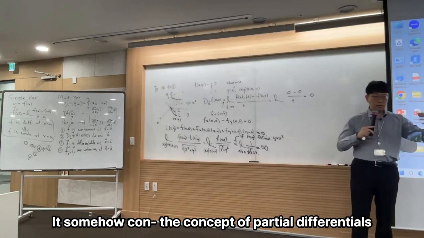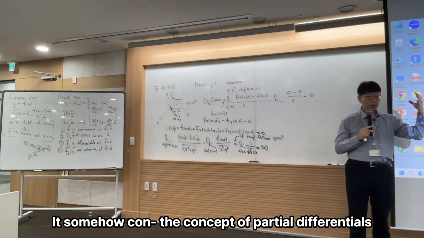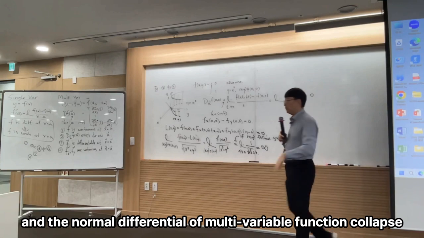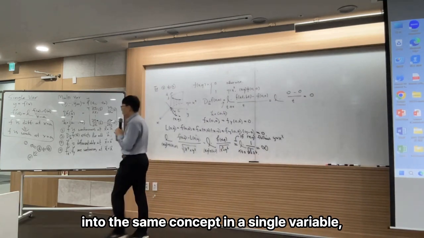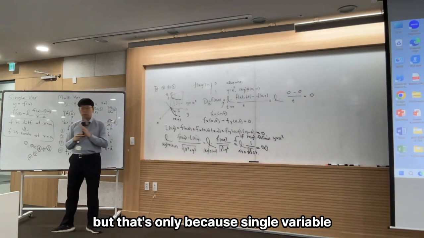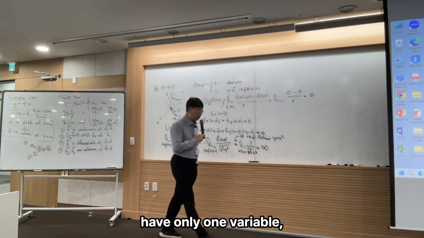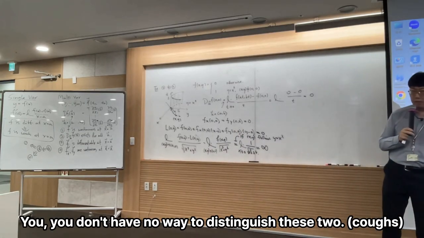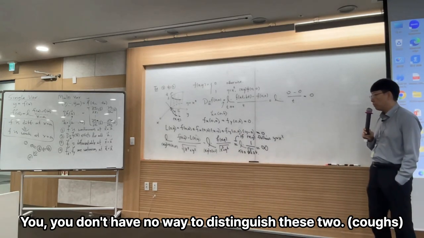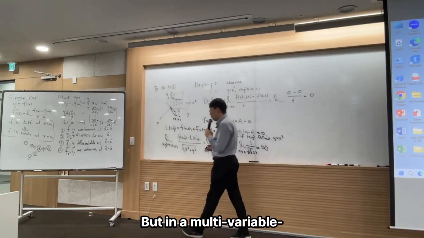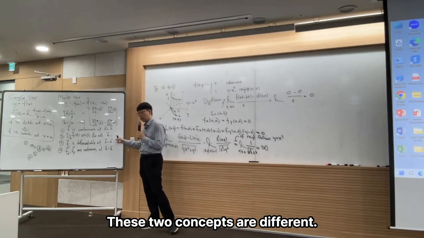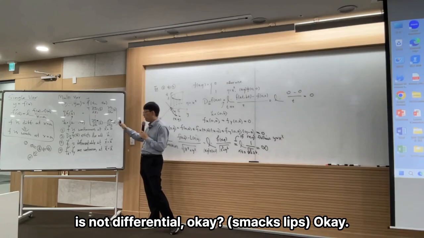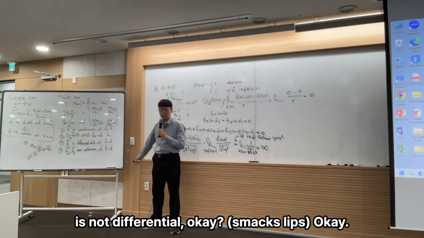The concepts of partial derivatives and the normal derivative of a multivariable function collapse into the same concept in a single variable, but that's only because a single variable function has only one variable, so it's too simple. You have no way to distinguish these two. But in multivariable, these two concepts are different. Partial differentiability is not differentiability. Okay?